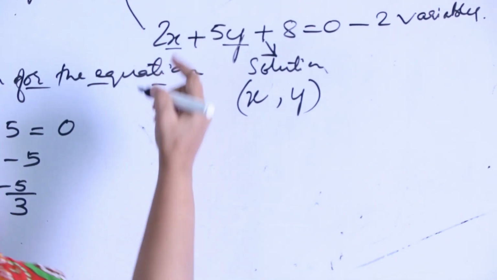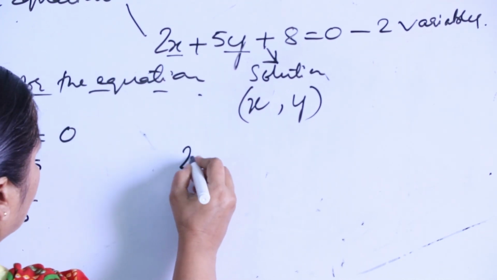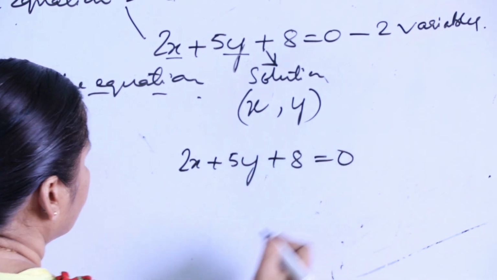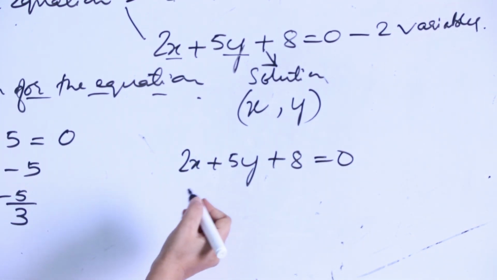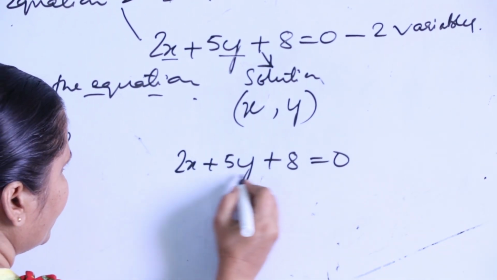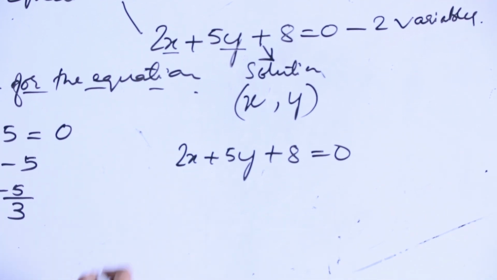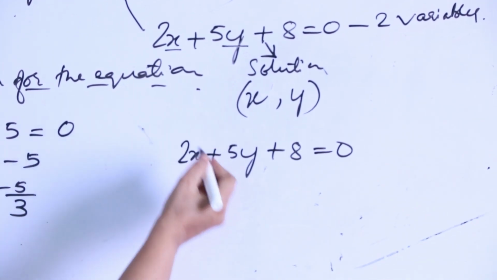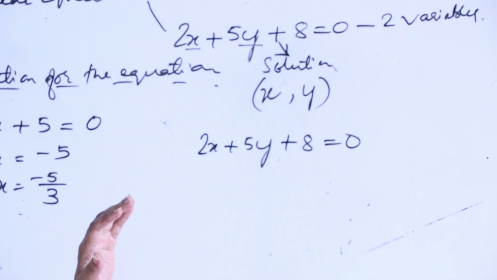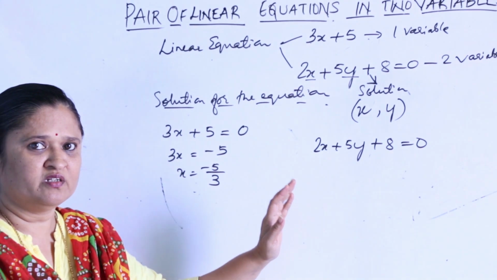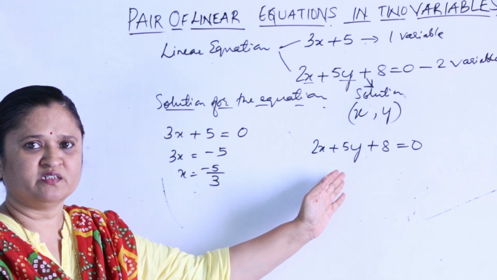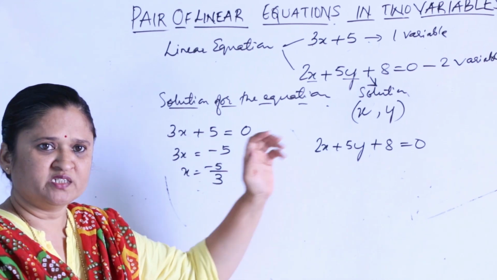Okay. Now, if you take this 2x plus 5y plus 8 equals 0, there must be some value here which will make this entire LHS 0. Such a pair is called solution of this particular equation. So, solution in two variables means we are talking about both x and y value, which when substituted makes the value of the polynomial 0.